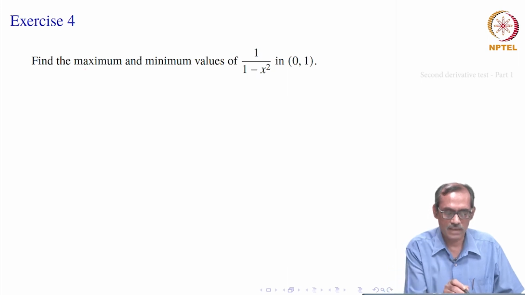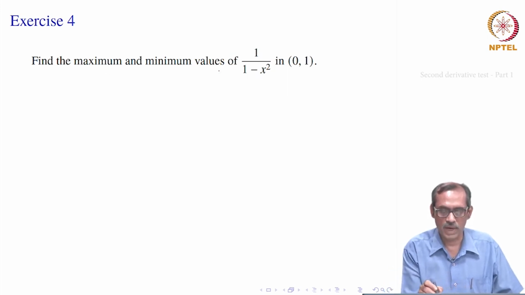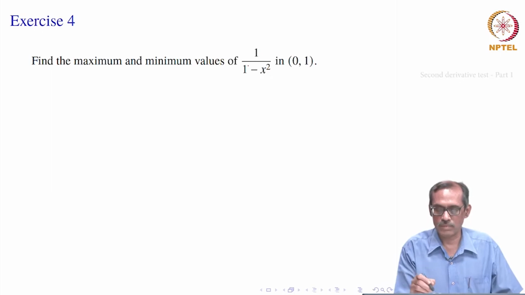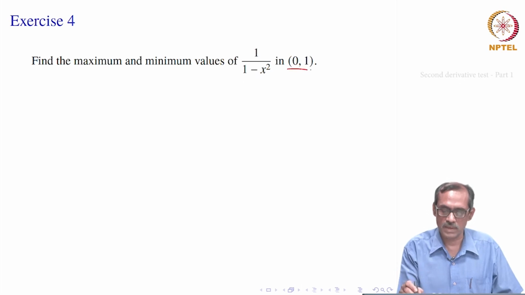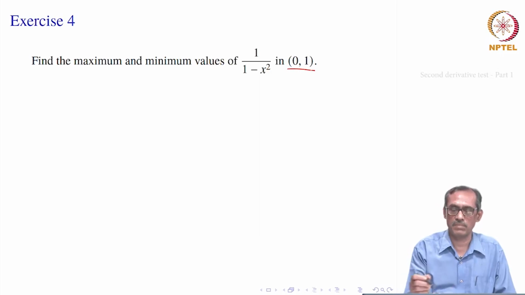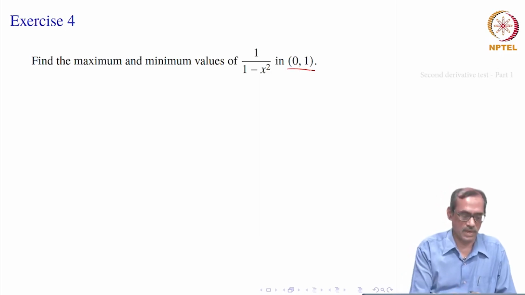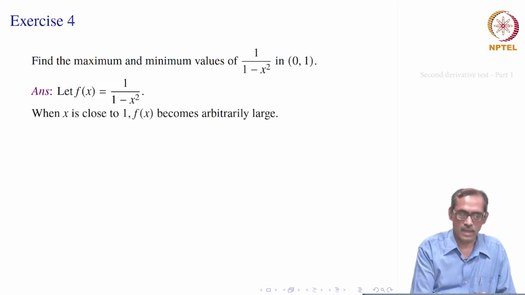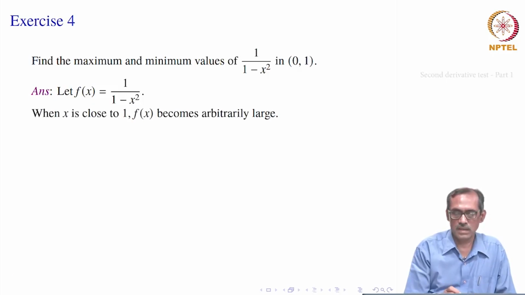We want to find the maximum and minimum values of 1/(1 - x²) in the interval (0, 1). At 1, of course, the function is not defined, and also we have the restricted domain, the open interval 0 to 1. So, find the maximum and minimum values of 1/(1 - x²) in the open interval (0, 1). Then you see, the first thing is about the maximum.